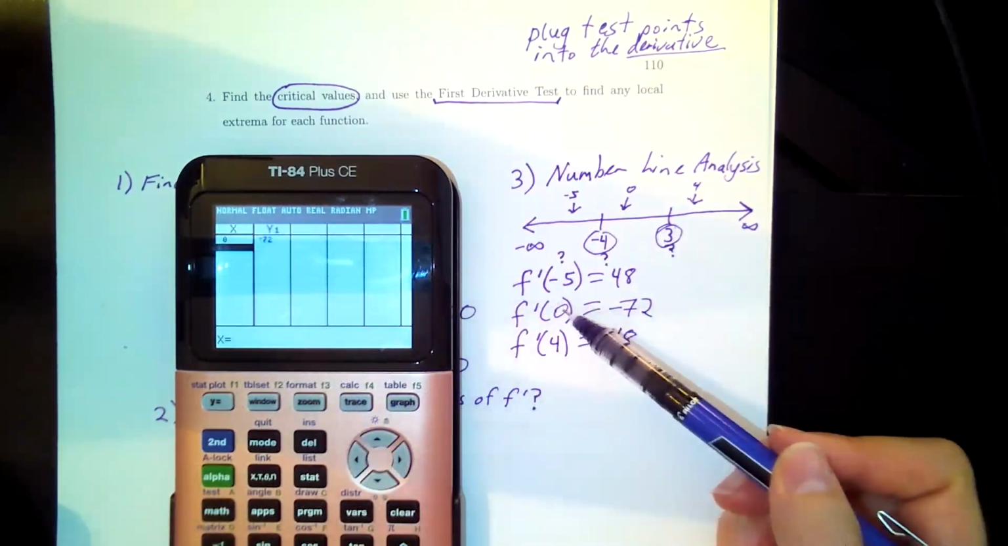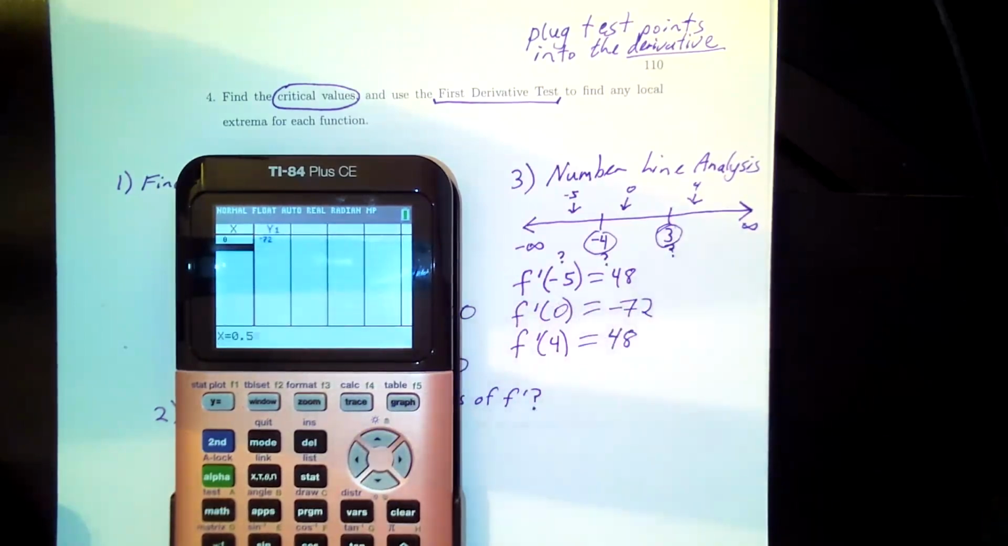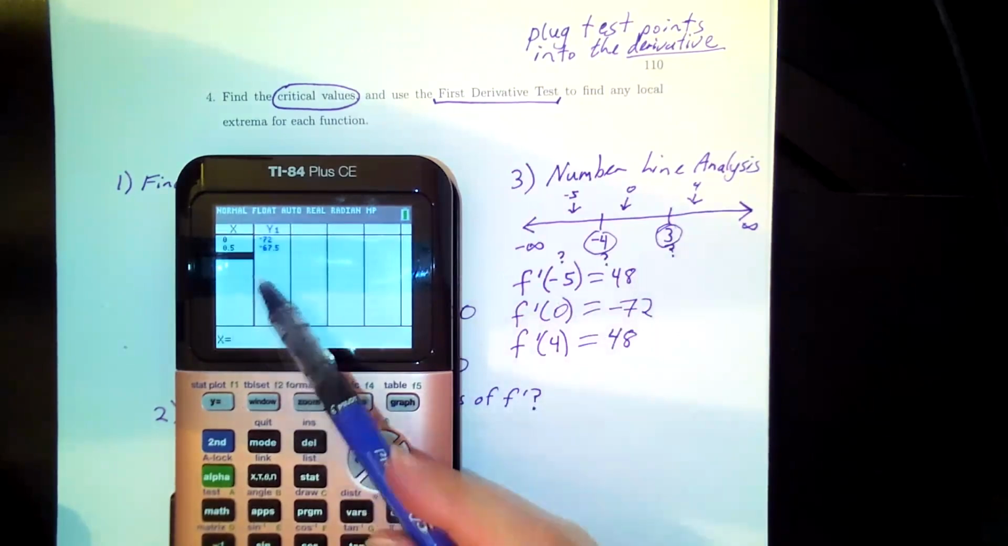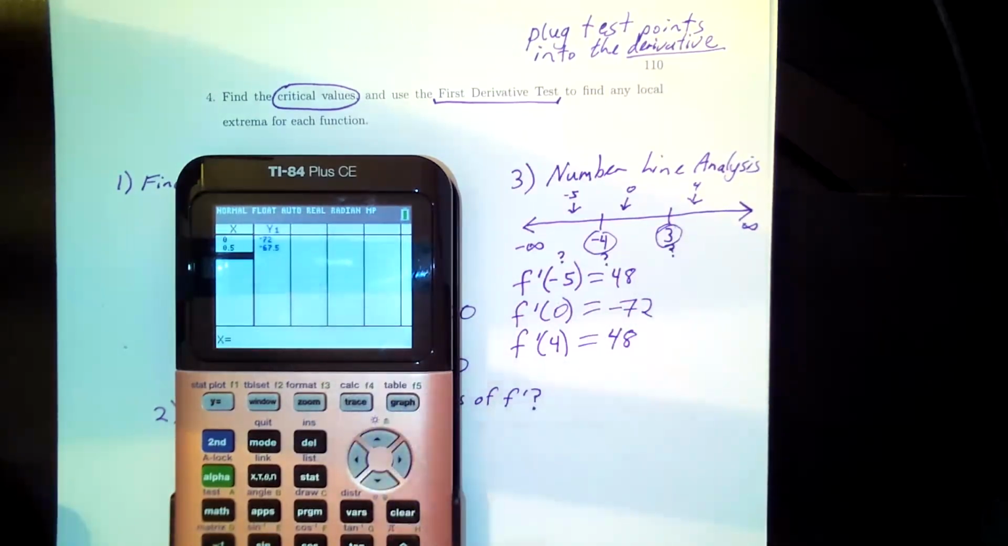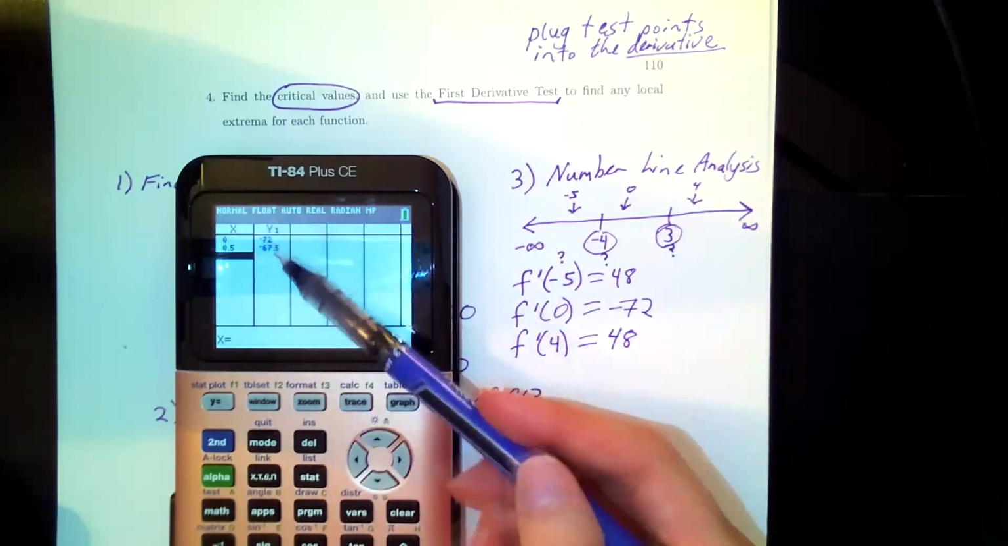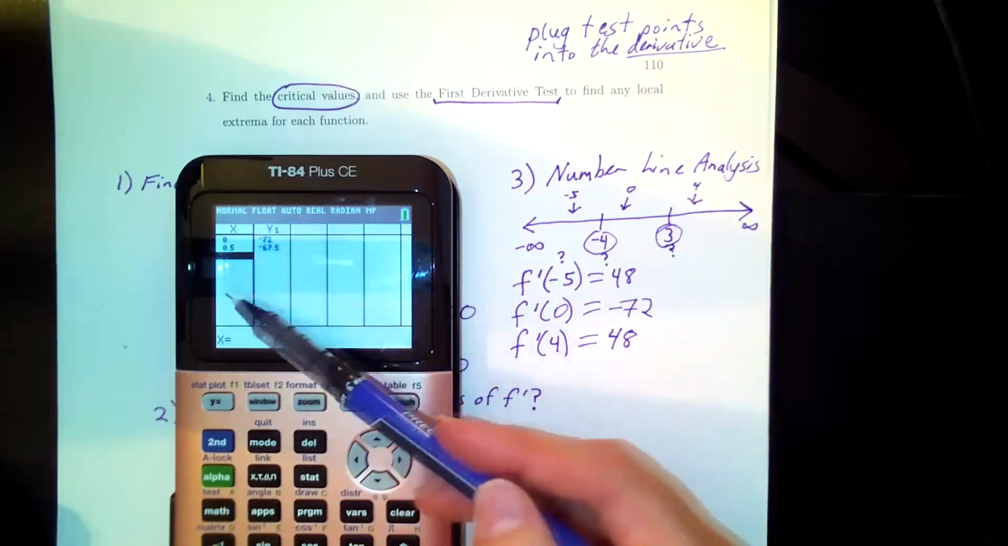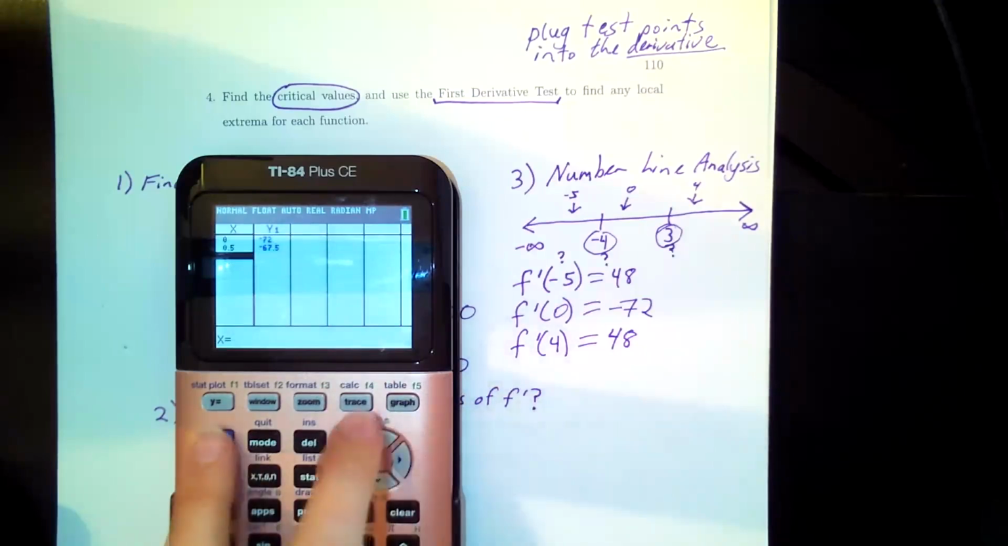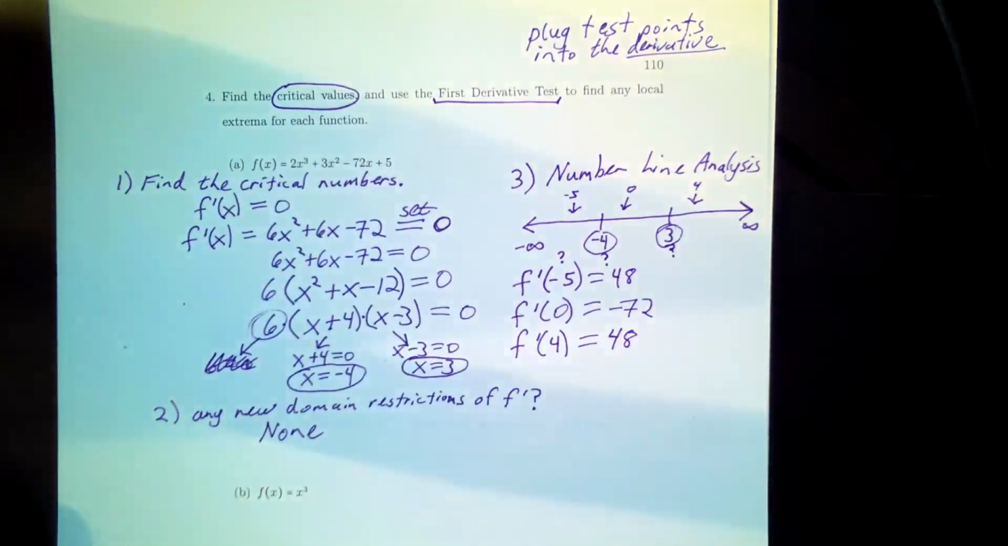What if I wanted to put in a decimal? Then 0.5, the derivative value corresponding to 0.5 is -67.5. So you can make it give you the values for whatever you input if you find that to be helpful. So we'll keep that off to the side for now.